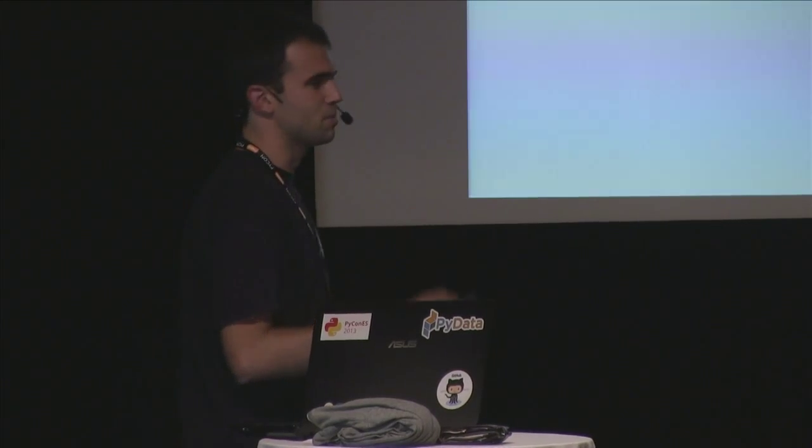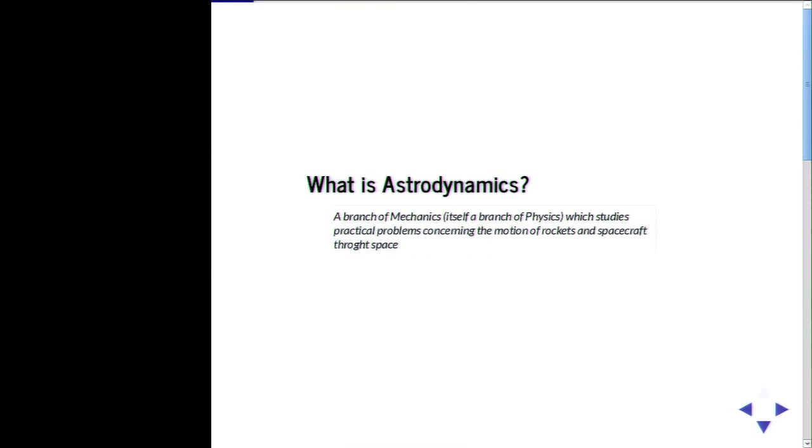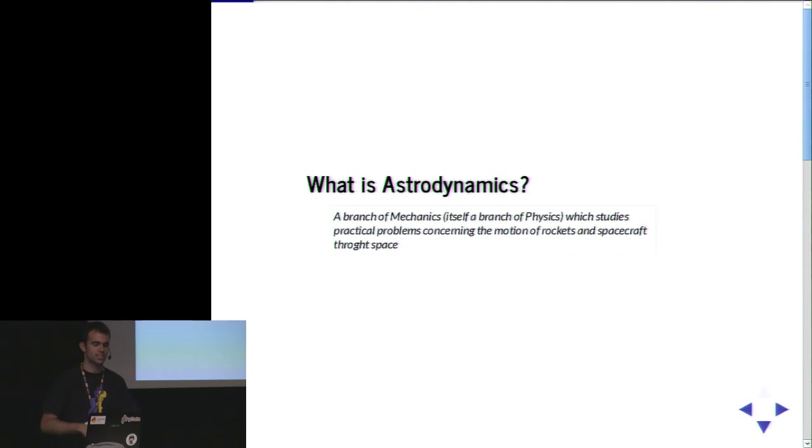Okay, perfect. Well, this is going to be a bit crazy, but as I told you, this is a talk about my personal project, which is an Astrodynamics library written in pure Python in 5 minutes. So, what is Astrodynamics to begin with? Well, it's a branch of mechanics, which is itself a branch of physics, which studies practical problems concerning the motion of rockets and spacecraft through space.